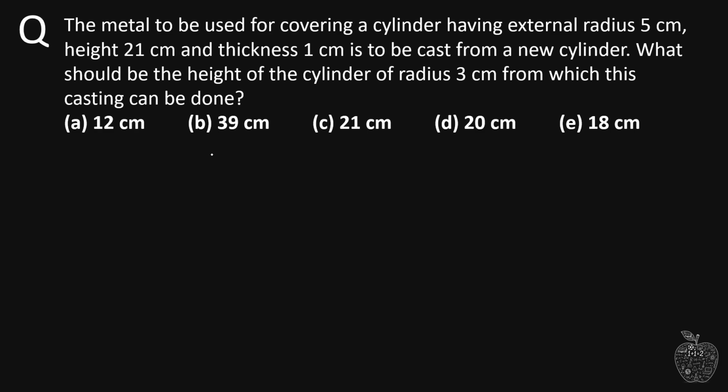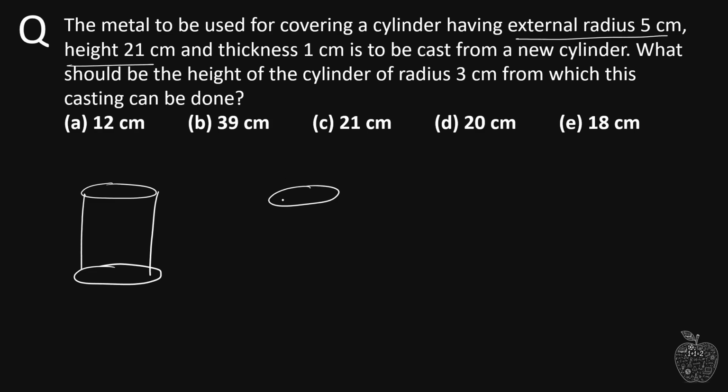Okay, so let's visualize this question first. The question is telling me that there is this cylinder, and we are given the external radius of the cylinder and the height is 21 centimeters. Let it be for a moment. Now there is another cylinder, whose radius is given as 3 centimeters. What should be the height of this cylinder? Let's say the height here is h.